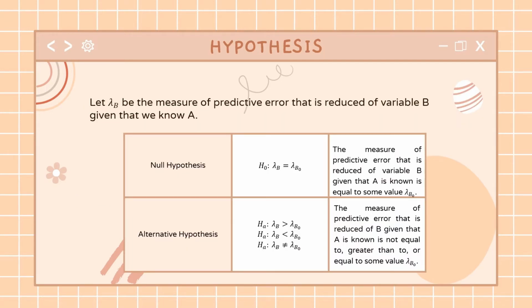For the hypothesis, let lambda of B be the measure of predictive error that is reduced of variable B, or rather reduced of predicting variable B given that we know A. We have the null hypothesis lambda of B is equal to some known value, lambda of B null, and the alternative hypothesis that meron tayong tatlo, greater than, less than, and not equal to. The measure ng predictive error that is reduced of predicting variable B given that we know A is not equal to, greater than, or less than some value lambda of B null.